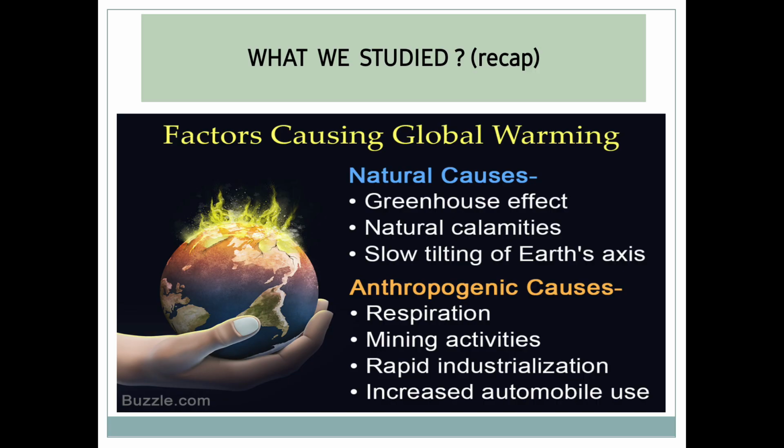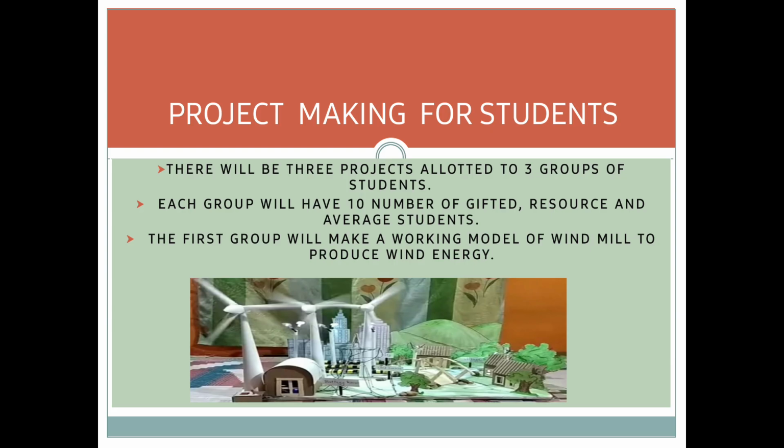Anthropogenic causes. What are these causes? The causes that are actually taken up by the people. For example, respiration, mining activities, rapid industrialization, and increased automobile use. These are actually the problems, the causes that are affecting.